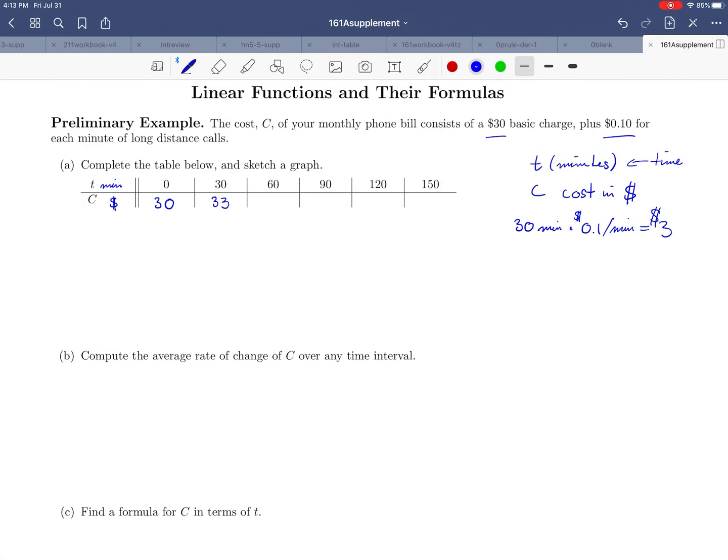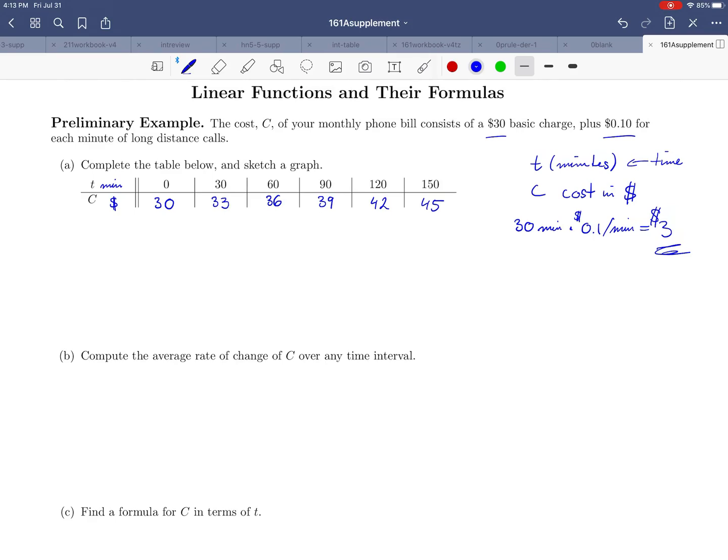We can use that to fill in the rest of this table. If we are talking for 60 minutes, it's going to cost us an extra $6. So we have a total bill of 36, and then 39, 42, and 45. What I just did in my head: every 30 minutes costs $3, no matter if it was the difference between 0 and 30, or 30 and 60, or 60 and 90.